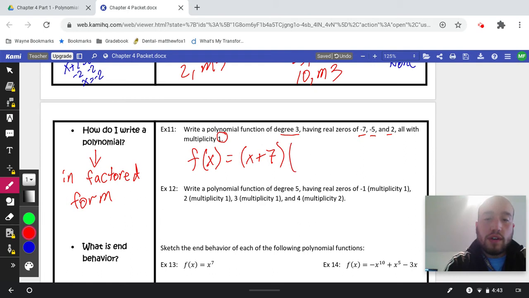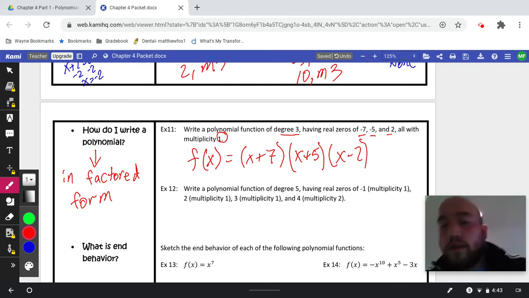Now we also are going to need x plus 5. And then finally, x minus 2. Okay, so those are my 3 different parts of it, my 3 different factors, and we can just leave it as such. Now the next one is a little bit more complicated.